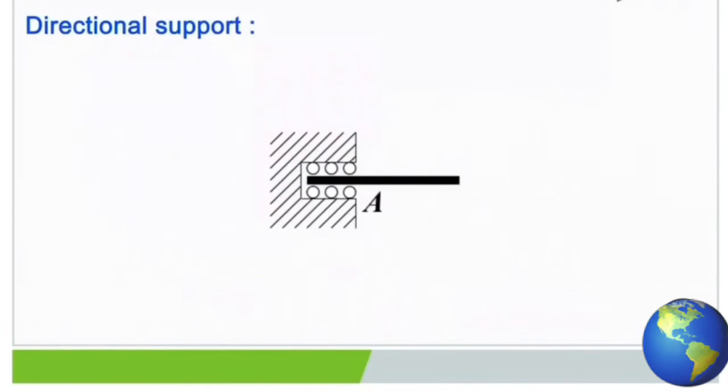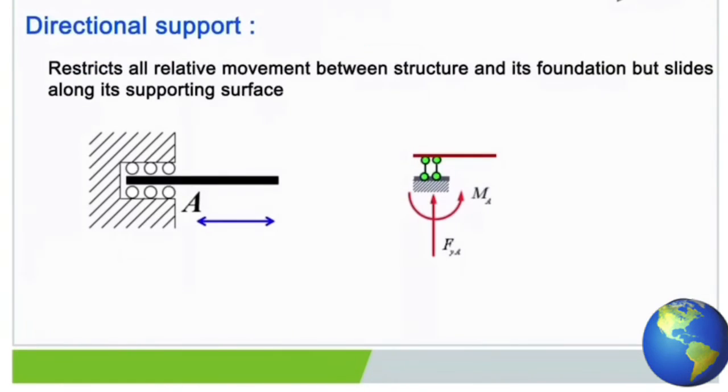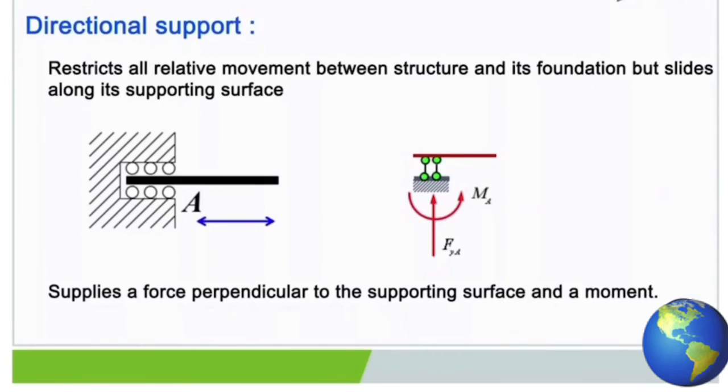Directional support. This figure shows a directional support. We could see that a directional support restricts all relative movement between the structure and its foundation, but slides along the supporting surface. This is a computing model. It supplies a force perpendicular to the supporting surface and a moment. For this directional support, it supplies a horizontal reaction and a moment.